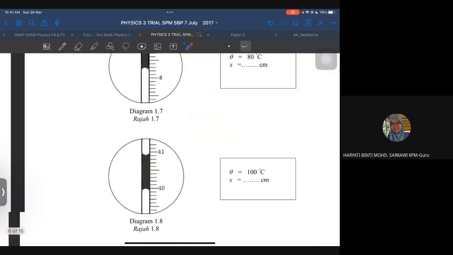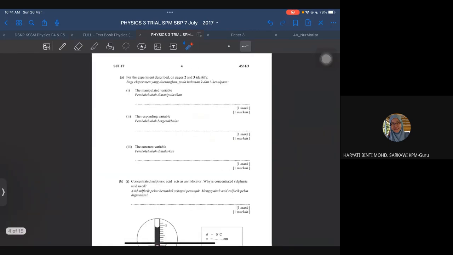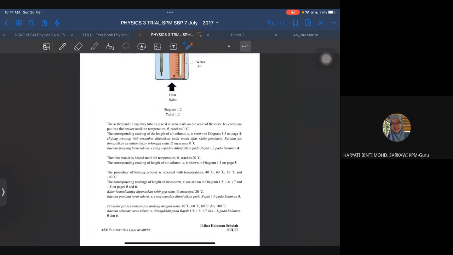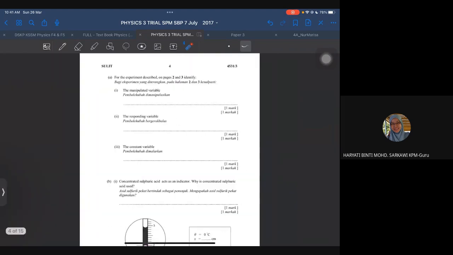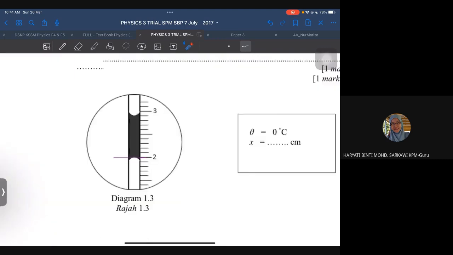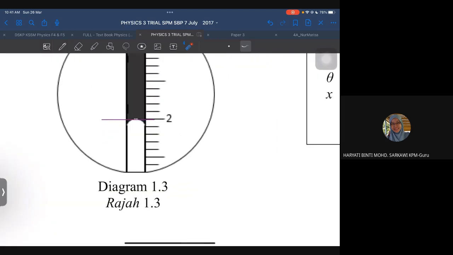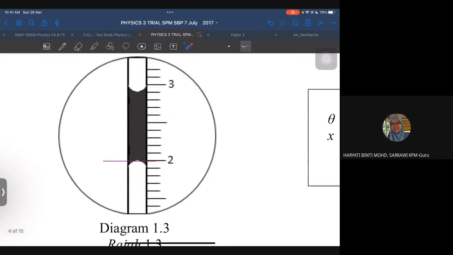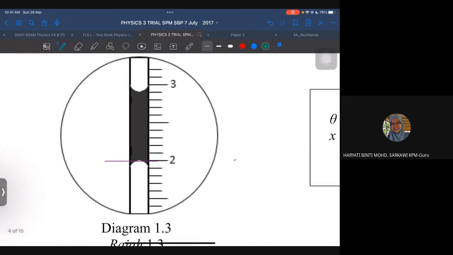Alright. This is what we discussed yesterday, right? Halfway we discussed. Wait, the length. So here, the meniscus. So the reading here is this part. Alright, so this is 2. Can you just write 2? Or should you write 2.0? Or should you write 2.00? Which one is correct?